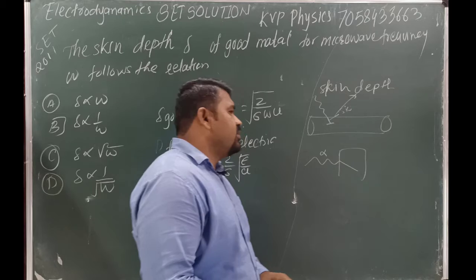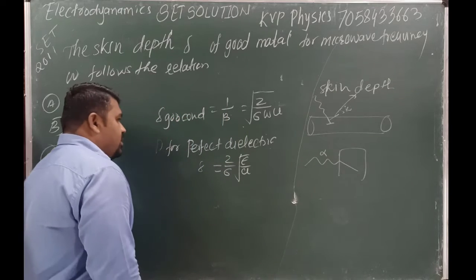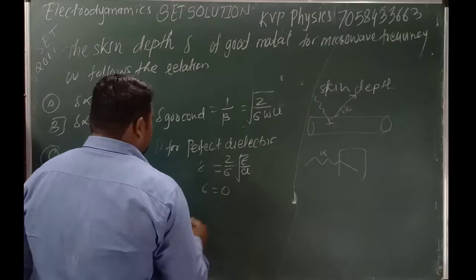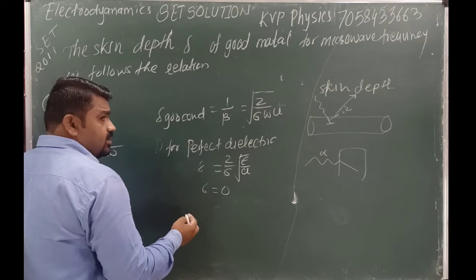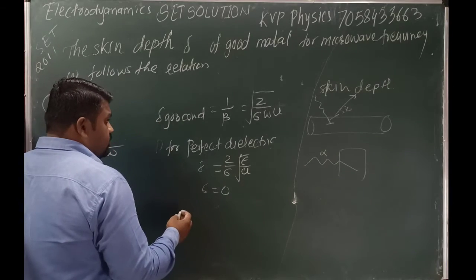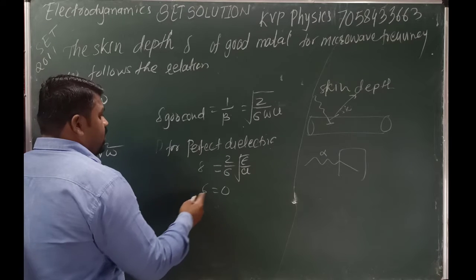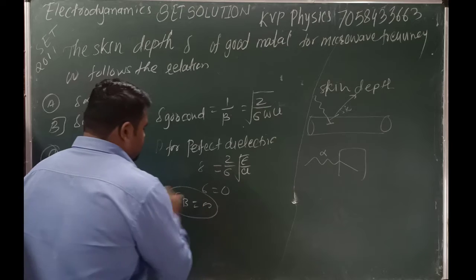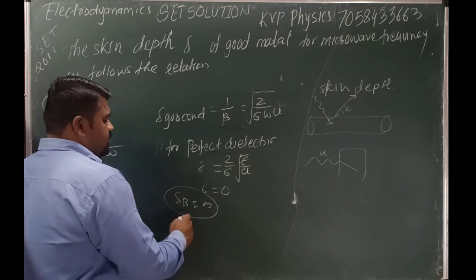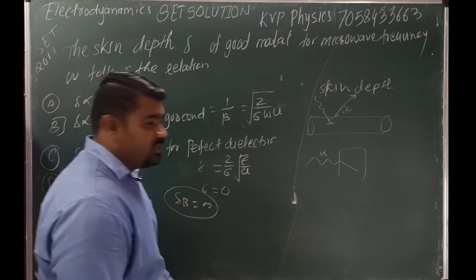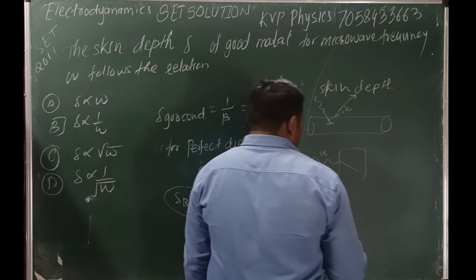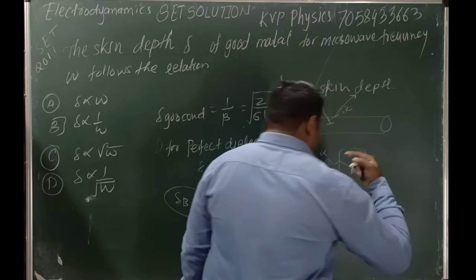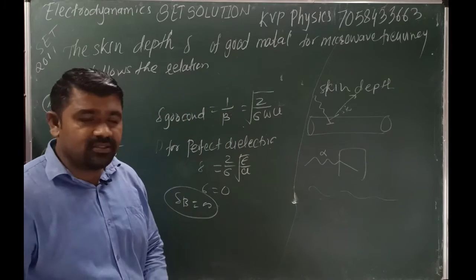Got it? Suppose we consider a bad conductor. For a bad conductor, sigma is equal to 0. Then this is equal to 0. Then δ is equal to infinity. For a bad conductor, infinity. Or free space, also skin depth is infinity. Yes or no? This means the wave will travel an infinite distance.